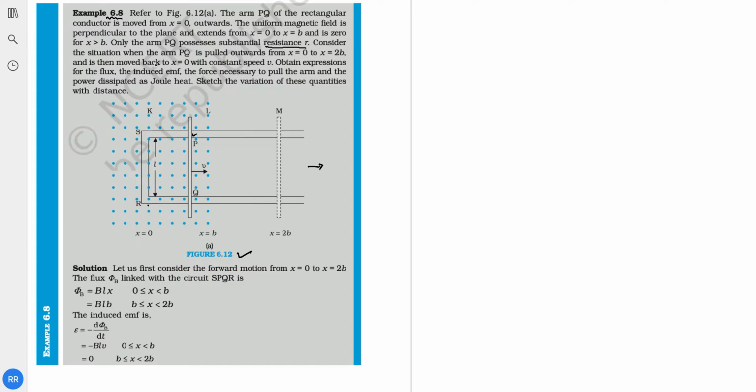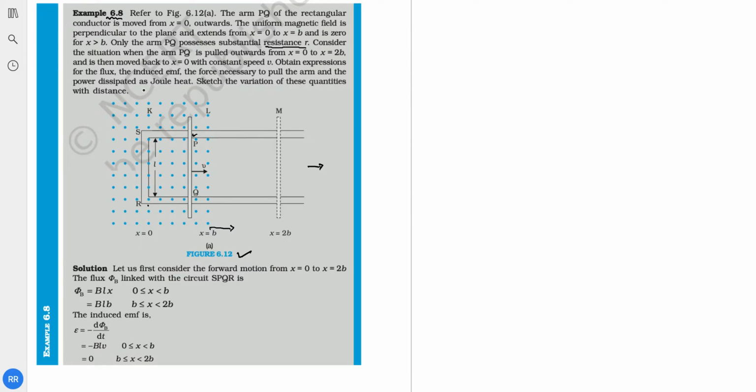So consider the situation when the arm PQ is pulled outward. आप इस सिचुएशन को देखिए कि जब आप उसको x is equal to b से यहाँ आगे ले आते हैं. What will happen then? From x is equal to 0 to x is equal to 2b, and then moved back to x is equal to 0. फिर आप वापस x is equal to 0 की ओर ले जाते हैं with a constant speed.